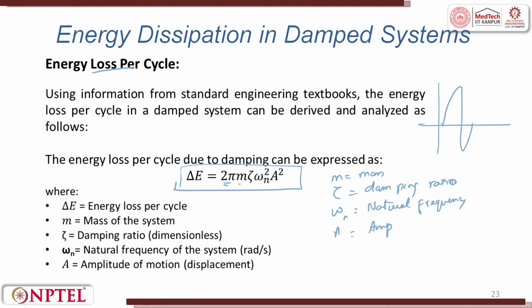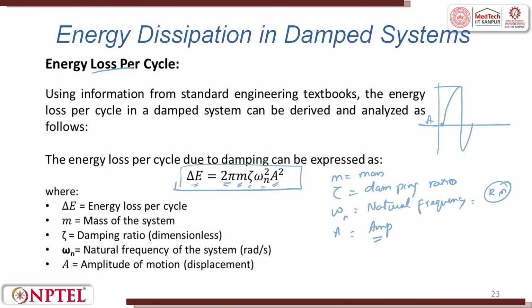So, what all are very important? One is the amplitude, A, that is what is given here. Then the next one is the natural frequency, which will have K term and M term. Damping ratio, we have also seen, and mass. So, the energy loss per cycle due to damping, delta E, depends on the mass, the damping ratio, the natural frequency, and also the amplitude.